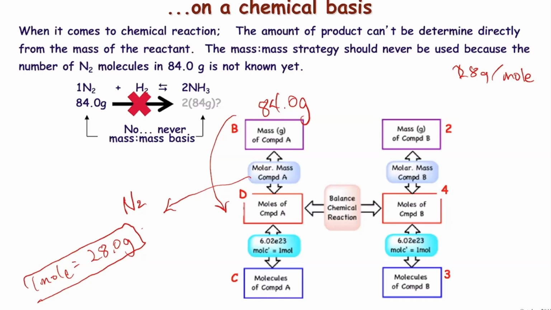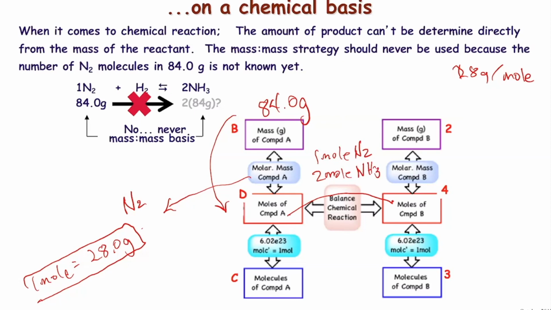Okay, that's the first thing that we need. We need to convert that 84 grams of nitrogen to moles of nitrogen. Then we use the balanced equation, this right here. And according to the balanced equation, for every 1 mole of nitrogen, I produce 2 moles of ammonia. And this is the only time you use the balanced equation, when you're relating one chemical to the other. You don't use it any other time.